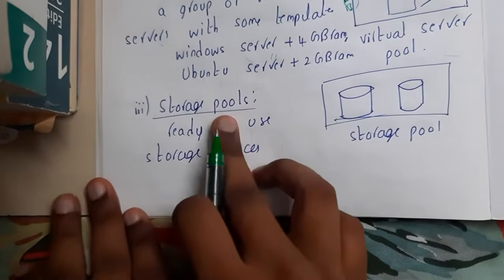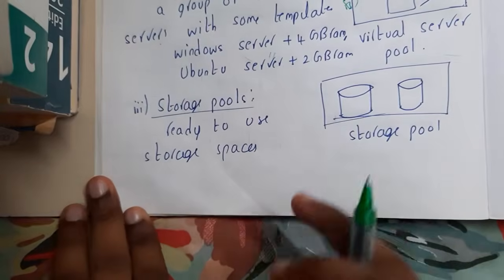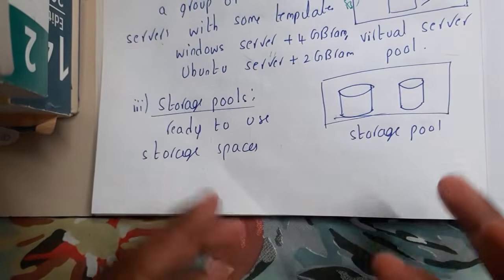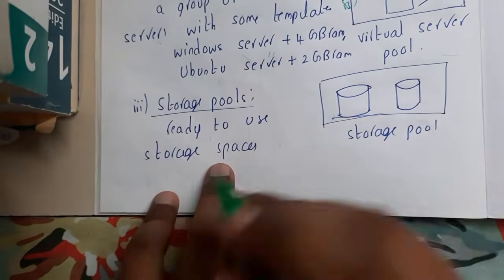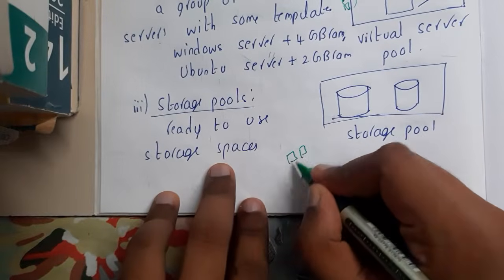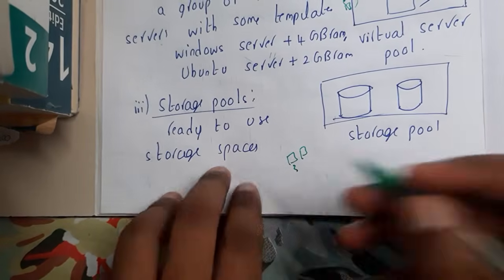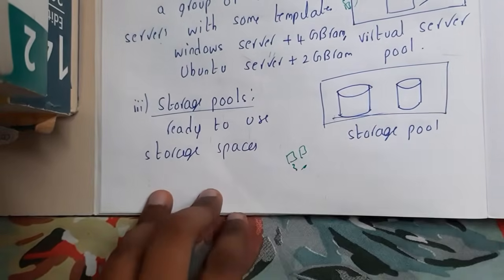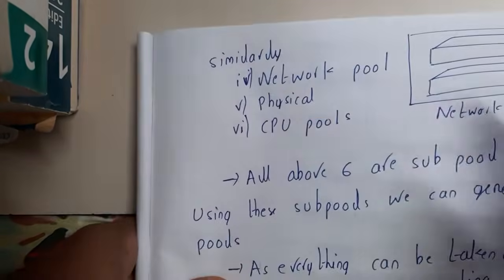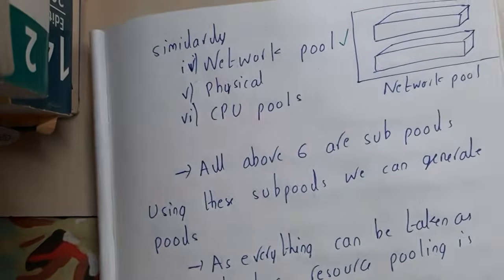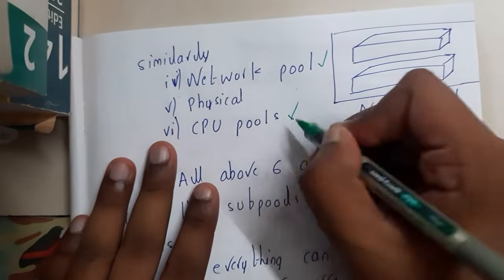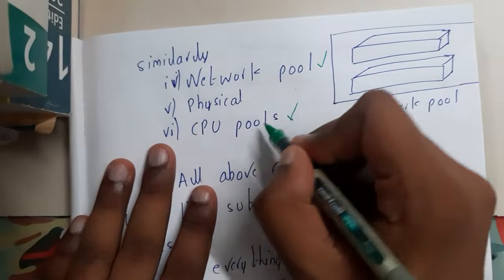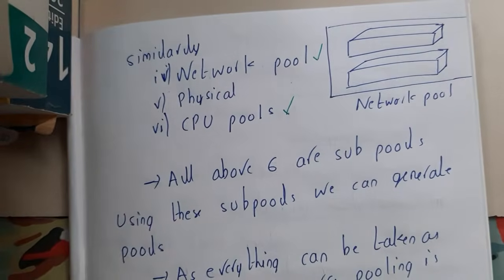Similarly, storage pools. Whenever you go through some advanced applications, they also let you select the storage. You choose whether you want SSD or HDD, and how much space, 1 TB, 2 TB, like that. They give you options. Similarly, we have network pools where you can select any kind of network topology or networks. Similarly, we have CPU pools, where you can select which core you want, and everything.